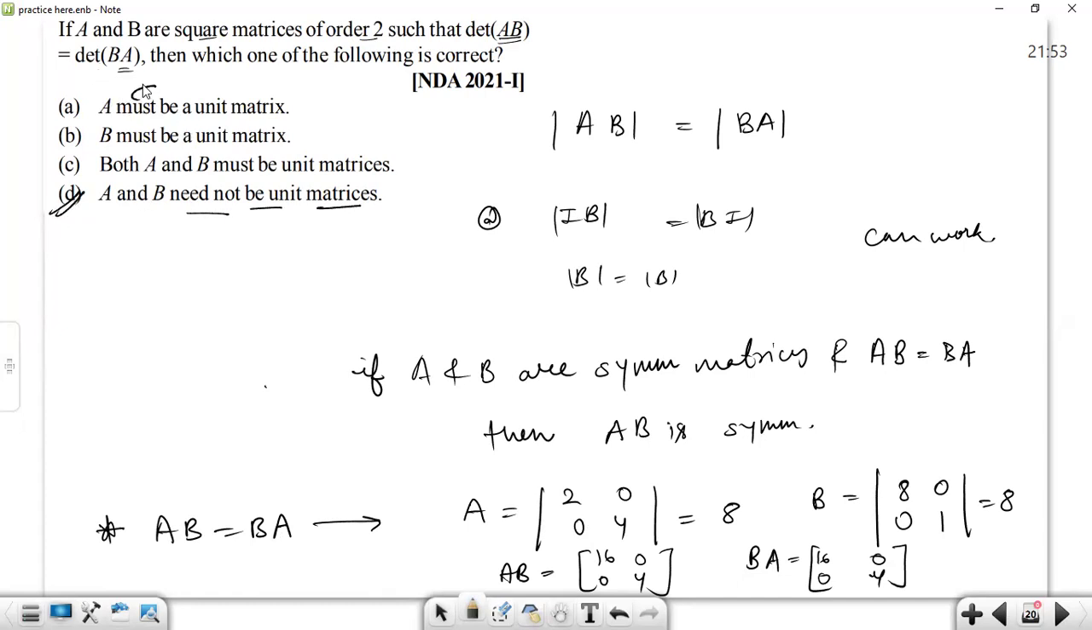Okay. So must is a kind of helping verb which is saying that it's a compulsion, and only if A or B is the unit matrix, then only this property can be satisfied. But that's not the case. We have just proved here the determinants of AB and BA are for sure equal. 16 into 4, that is 64, and 16 into 4, that is 64, if we write. Okay, please read the question once again, and if there is any doubt, ask me again.